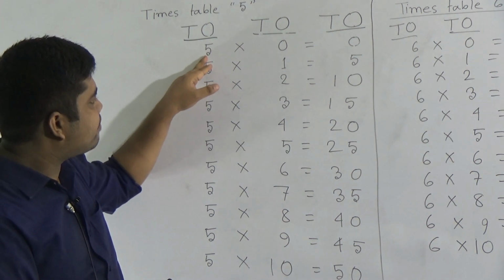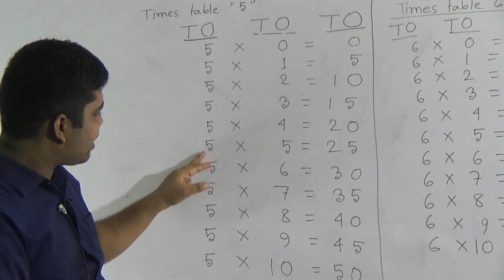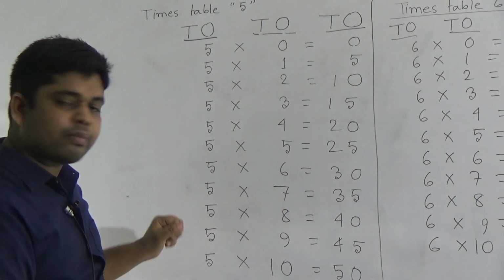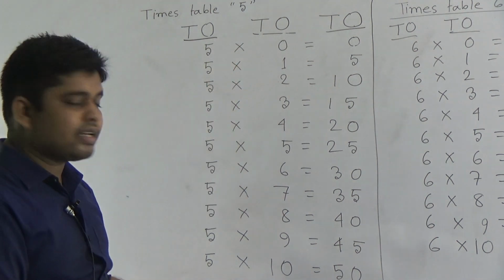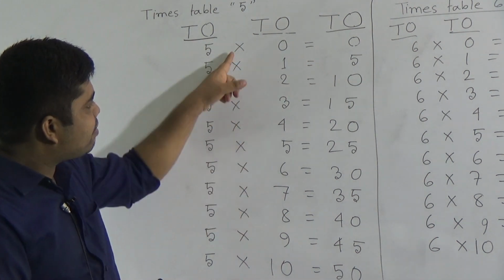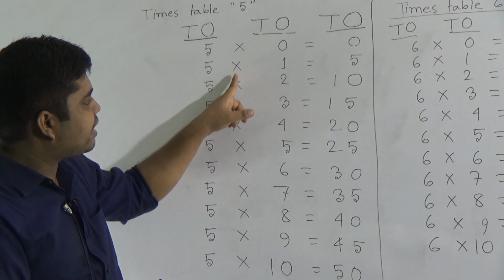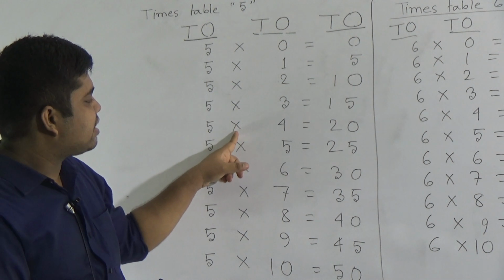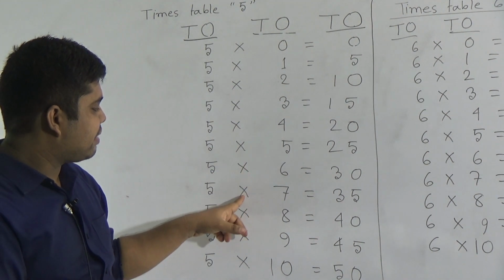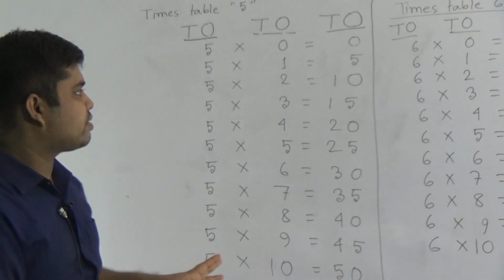So 5, 5, 5, and so on. Then in the empty box you write the multiplication sign. You notice multiplication sign, multiplication sign. This is called into. I hope you have understood.